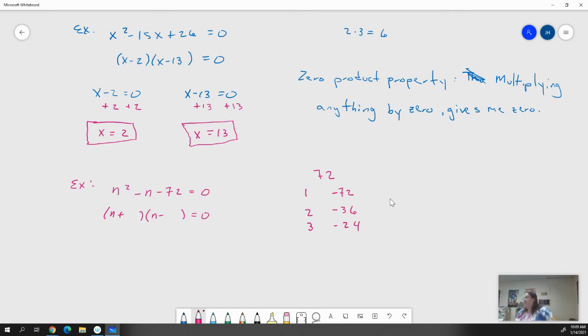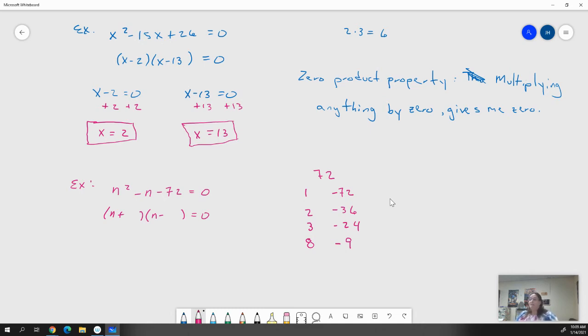-224. I don't know if 4 goes in, but I can tell you right now that 8 times -9 will give me -72, right? My bigger factors are always going to be the negative in this one because this is negative. I'm going to look at these factors. I'm going to add them together.